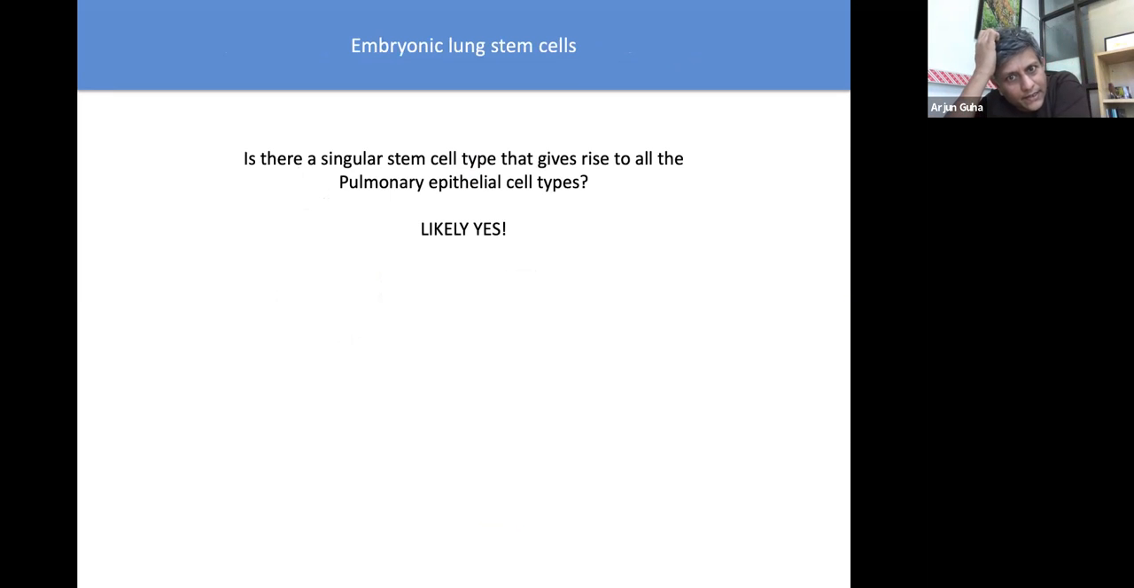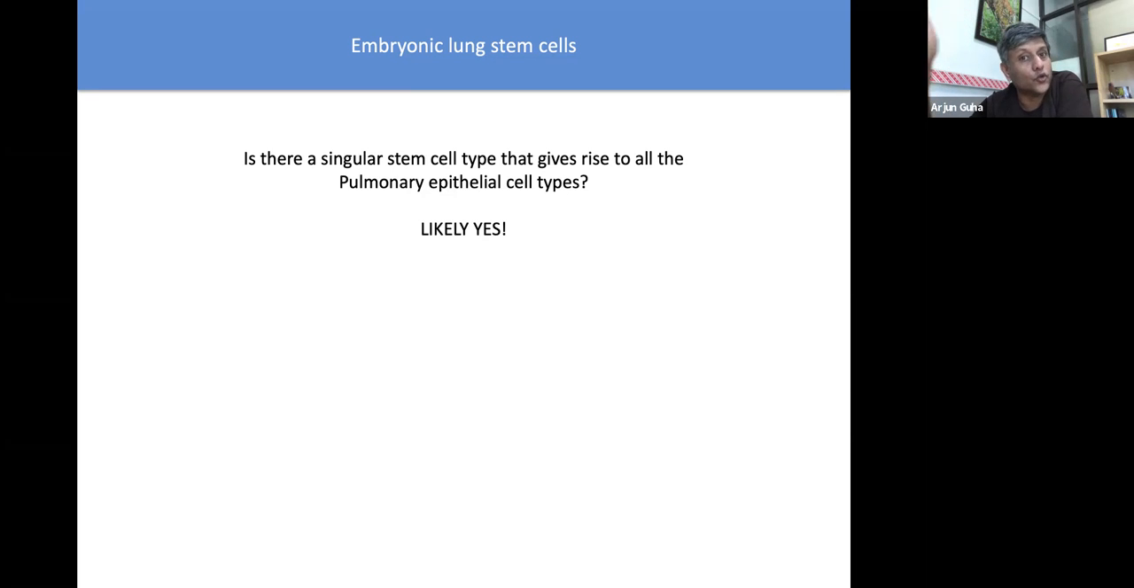So is there a singular stem cell that gives rise to all the pulmonary epithelial cell types? The answer to that question is yes. Now, functionally, if you were to think about Emma's experiment, one other type of experiment that you might propose is: is it possible for you to ablate this cell? Can you take the ID2 positive cell and kill it by some mechanism, say by the expression of a diphtheria toxin? And can you show that under these conditions, the lung is not made?